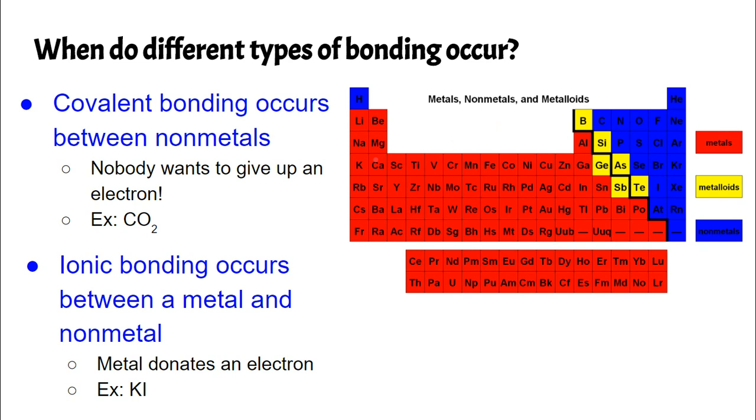Fun fact, this is a salt that can actually help your body stop absorbing radiation. So we've got potassium over here in red, it's a metal. Iodine over here in blue, it's a nonmetal. A metal plus a nonmetal is an ionic bond.